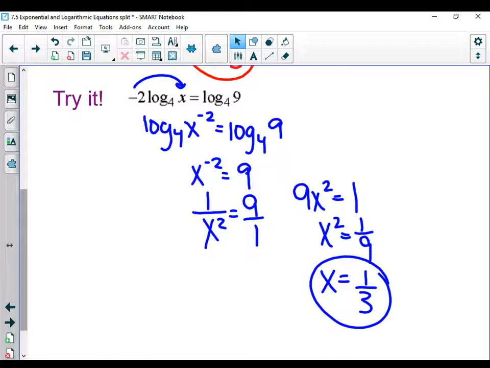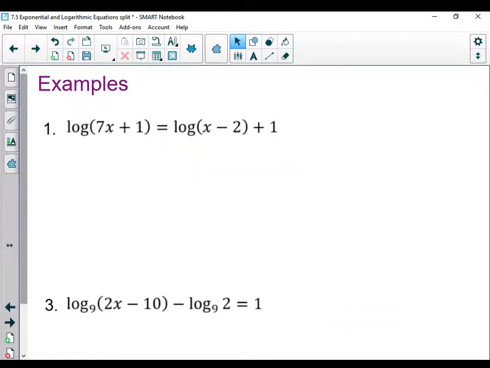Okay. Well, these are great when we have a log and what we're taking the log of, but we can't have anything extra. So in this next example, I can't just say, oh, there's a log and a log, one on each side, I'll just make them disappear. That's not how that works. They can only disappear if that one wasn't there or if this one wasn't there.